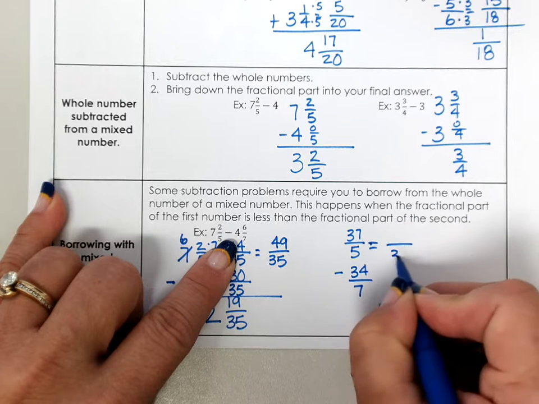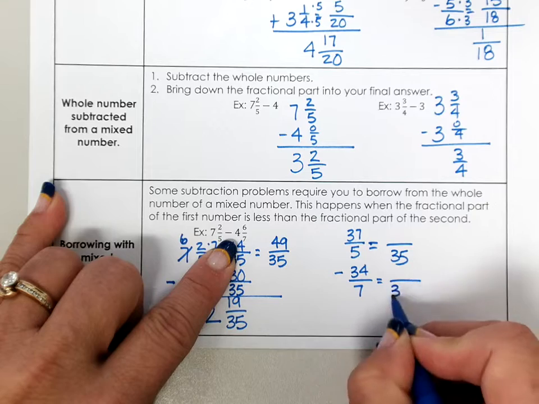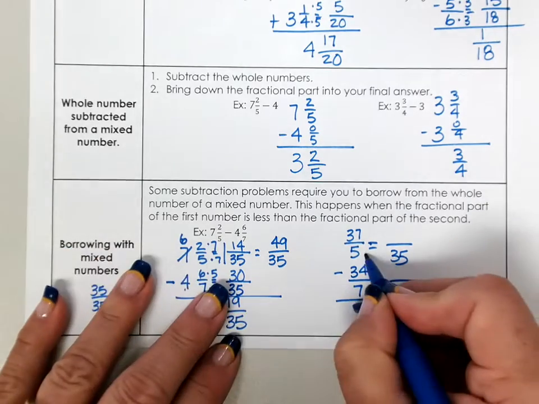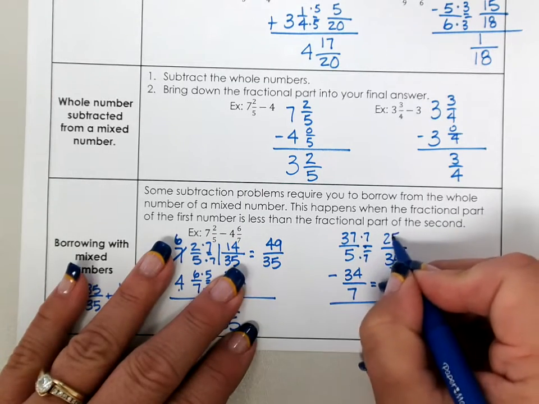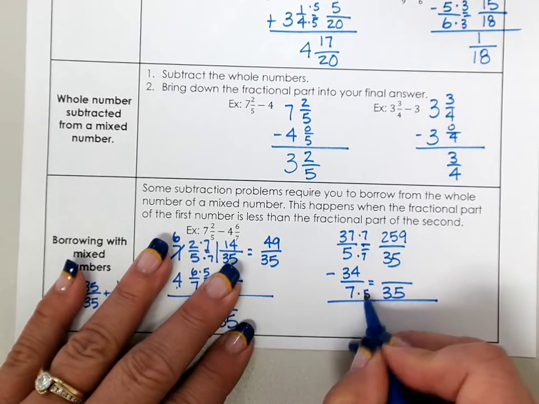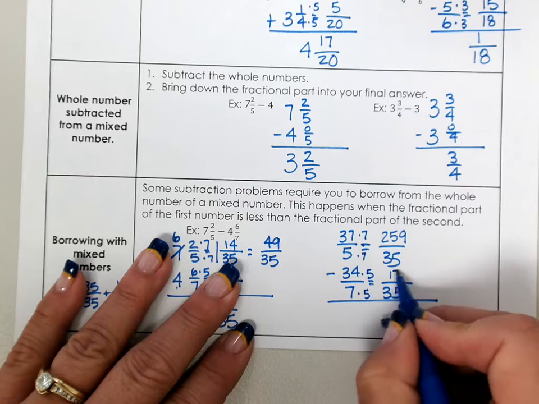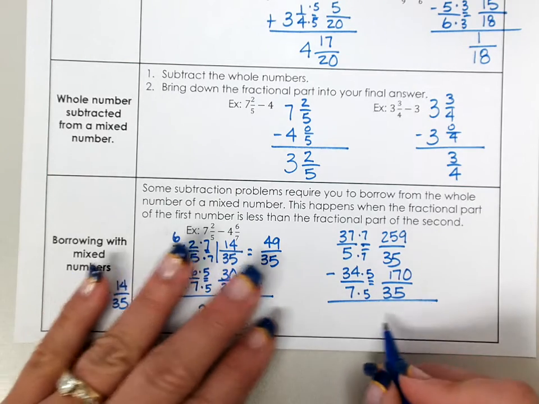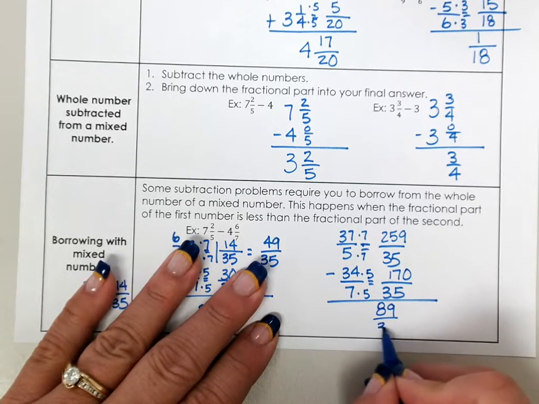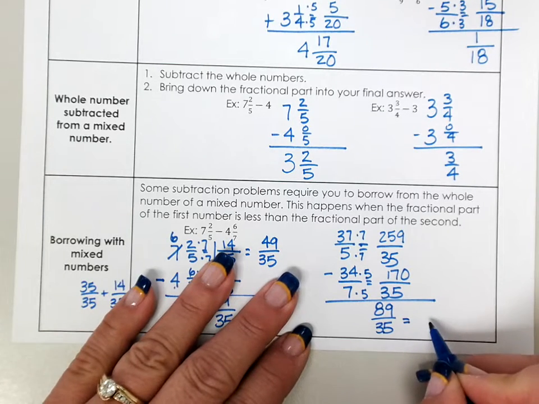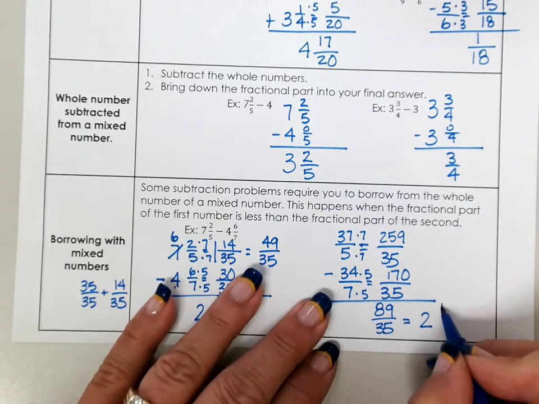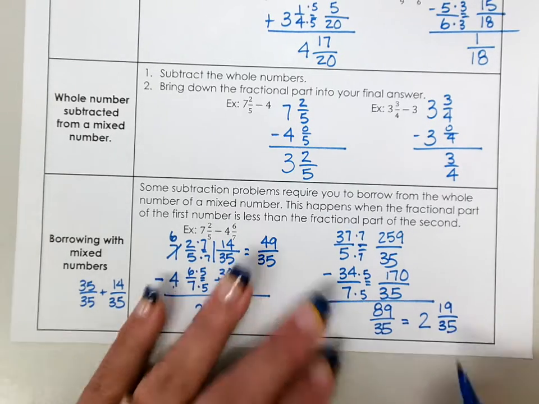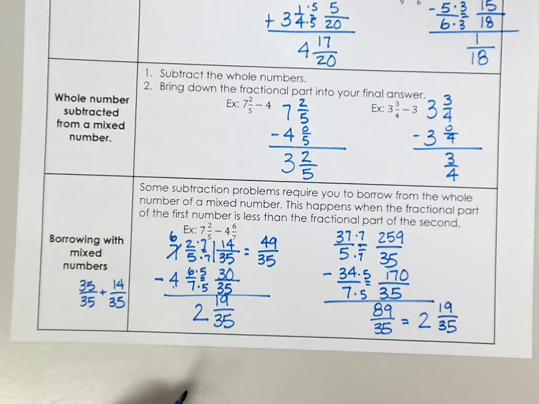And then when you make your 35, I don't like this way because some of the numbers just get too big, times 7. 37 times 7 would be 259, and 34 times 5 would be 170. And when you subtract it, you'll get 89 over 35, and then you have to see how many times 35 goes into 89. That'll be 2, and there would be 19 left over. So that's option 2. Whichever one you prefer for borrowing is fine with me.